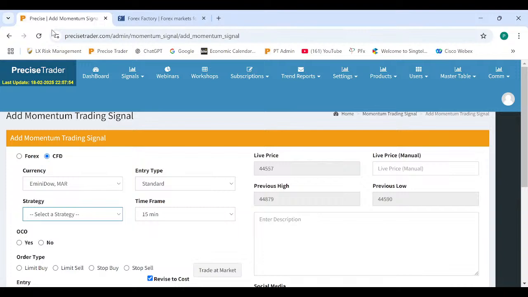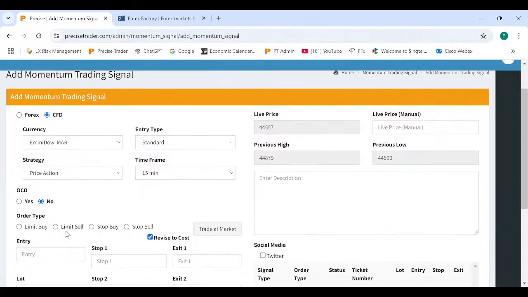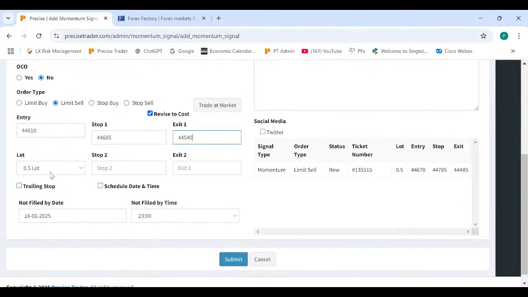For those of you who are coming in late, now we are trying to sell Dow Jones 44,610, stop at 685, TP 540. Okay, 540. This is again, this is until the next 1 hour.